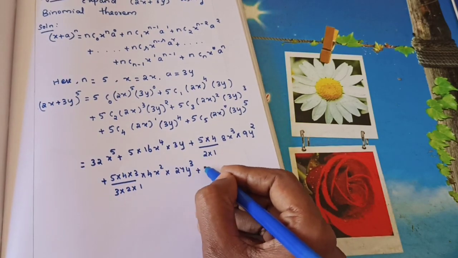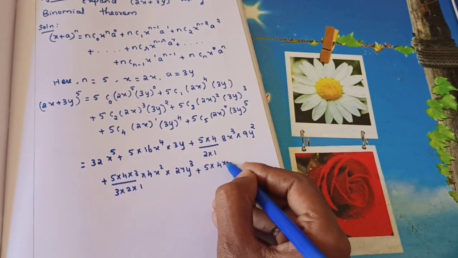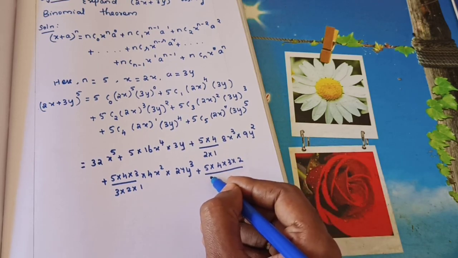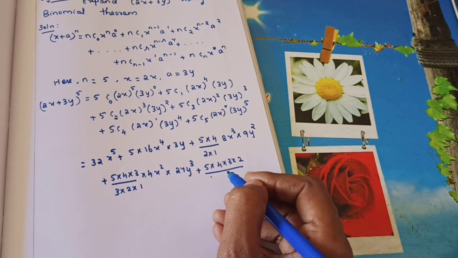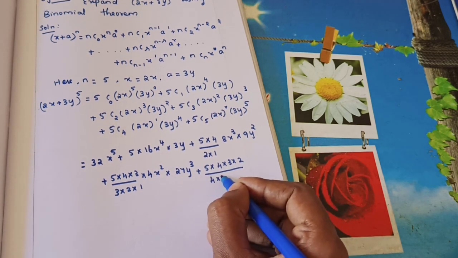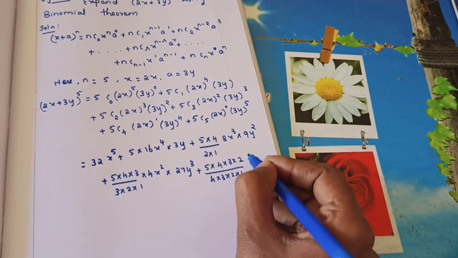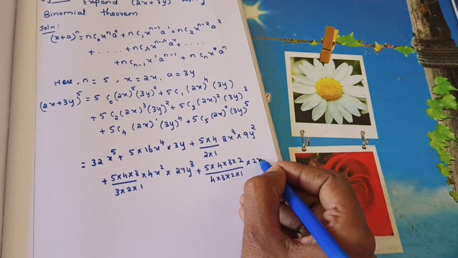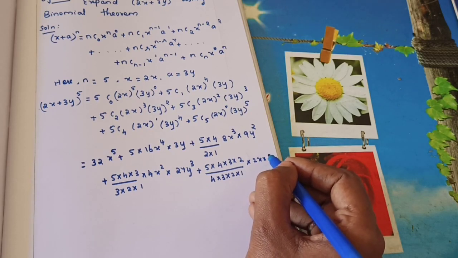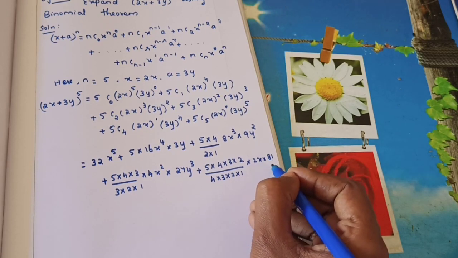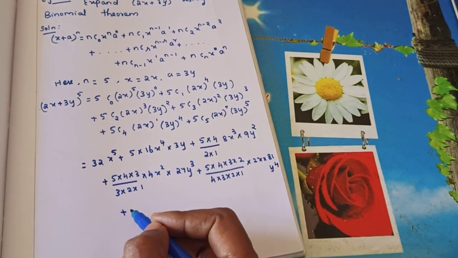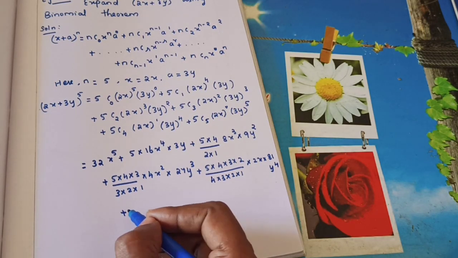Then 5C4 means 5 into 4 into 3 into 2 divided by 5C4, is it right? 1, 2, 3, 4. So we'll start from 4. 4, 3, 2 into 1. 2x power 1 means 2x into 3y power 4 means 27 into 3. That is the value is 81 y power 4 plus then 5C5, is it right?